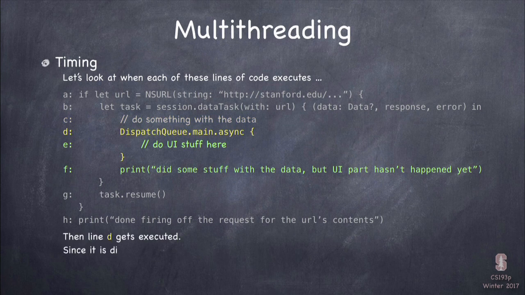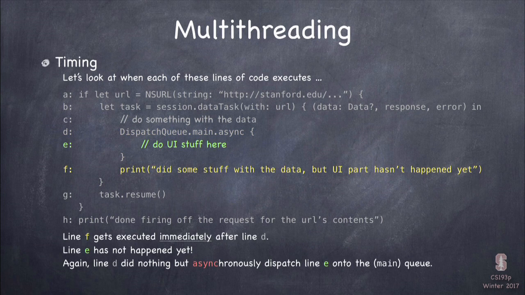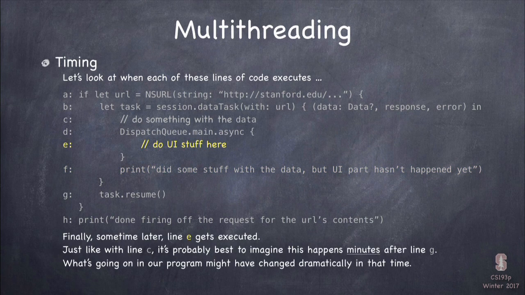All right, next thing that happens is we want to do some UI stuff with the data we got back. But of course, to do that, we have to dispatch to the main queue. This line of code, line D, also returns immediately because it's an async dispatch. All it's doing is putting that closure onto the main queue. So this is the next line of code that executes. Notice line E has not executed yet. Line F executes, and it just says, I did some stuff with the data, but the UI part hasn't happened yet. I put it on the queue, but it hasn't been executed yet by the main queue. And then, finally, the UI stuff gets pulled off the main queue and executed.